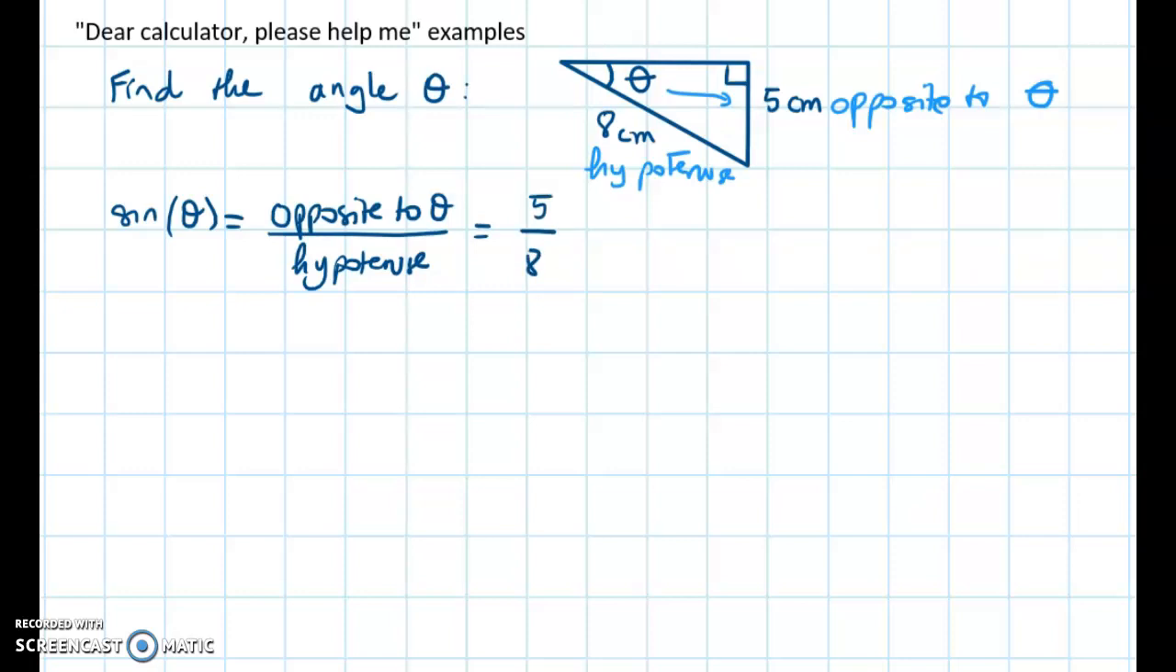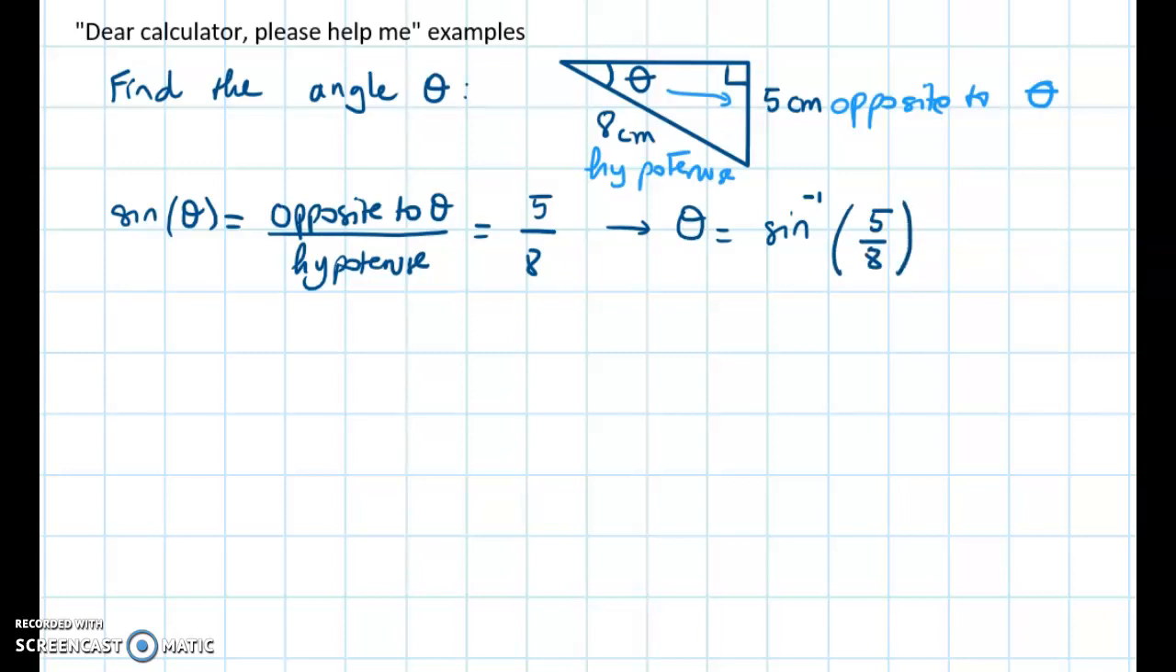What are we trying to find? We are trying to find theta. So we want to find an angle that when we apply the sine, the result is 5 divided by 8. We do not know how to find this, but luckily our calculator does. The angle theta can be found using the calculator if we use that function that we introduced, that is the sine with a minus 1 on top, so the inverse of the sine applied to 5 divided by 8.